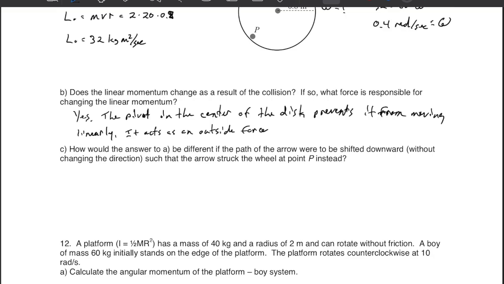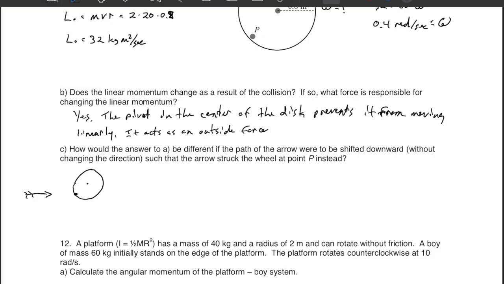How would the answer to A be different if the path of the arrow were shifted downward without changing the direction? So it's still moving horizontally. We're just going to shift it downward such that the arrow struck the wheel at point P. Well, if we look at the original drawing, we were hitting it at the top part, at the outermost furthest point, 0.8 meters from the pivot. Now we're going to be below the pivot point instead of above, and we're not going to hit it at the lowest point. We're going to hit it at something higher than that.